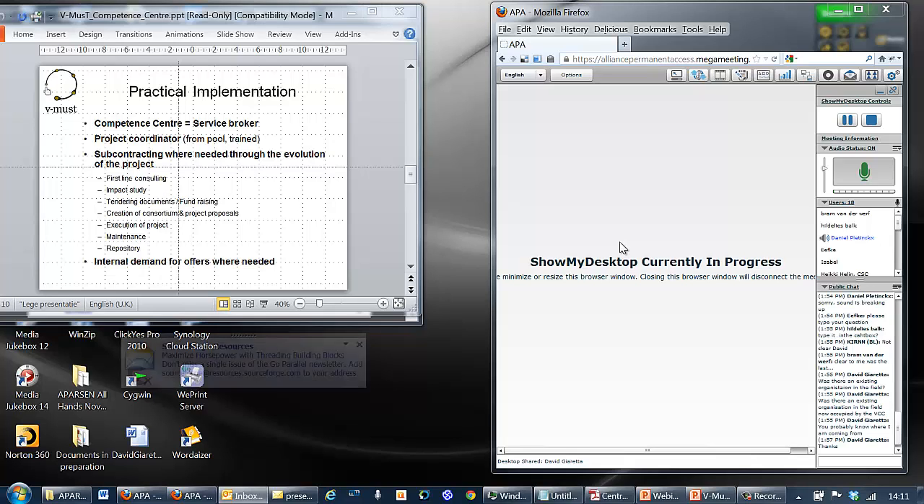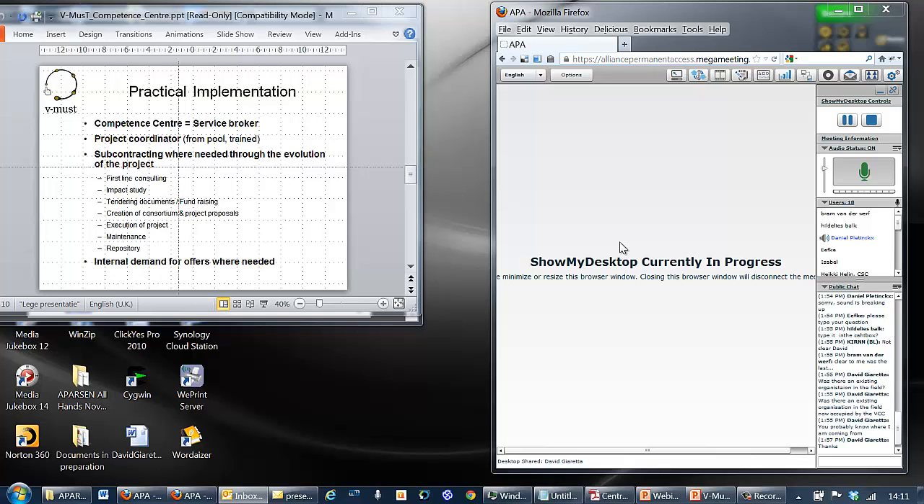And we will train these project coordinators. That will be the major way of investing, in fact, in our knowledge and keeping our knowledge up to date, really is within these project coordinators. The project coordinator decides how the project is divided in different pieces and how the subcontracting is done to the different partners.